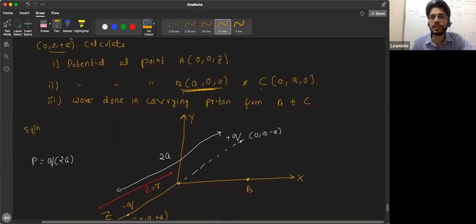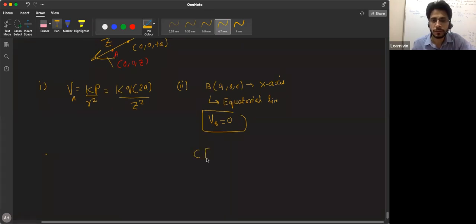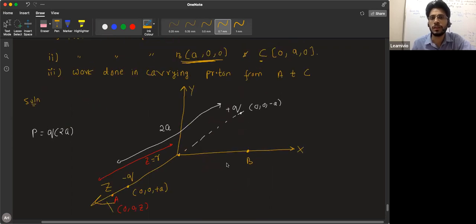Then we need potential at point C. Point C is (0, a, 0). This is also the third part of the question. This lies on the y-axis. So for the dipole, this y-axis lies on the equatorial line, and on the equatorial line, potential is again 0. So potential is 0 at point B, potential is 0 at point C.